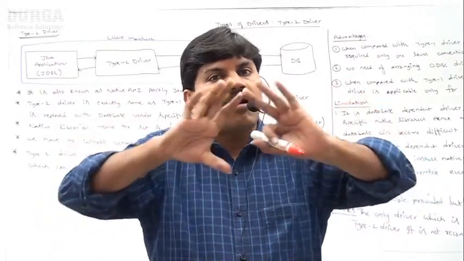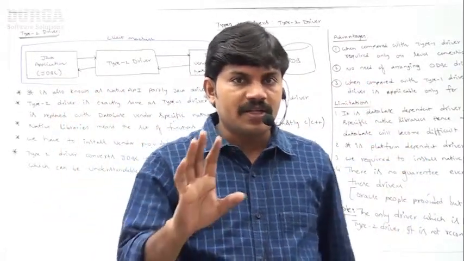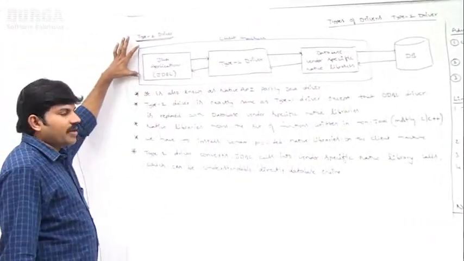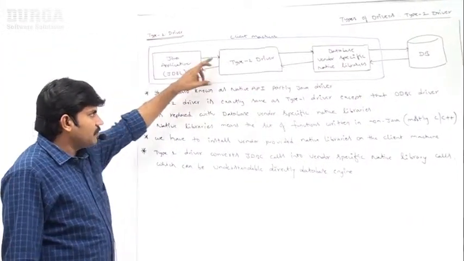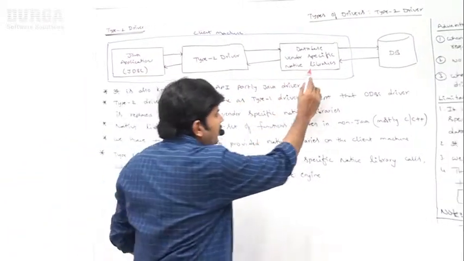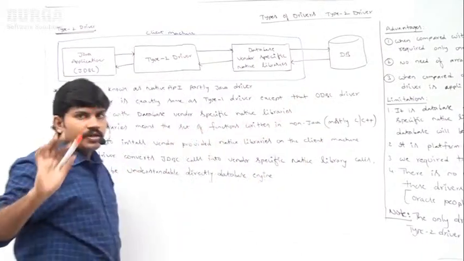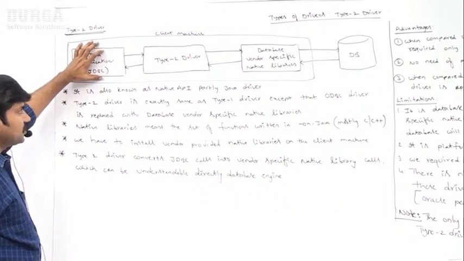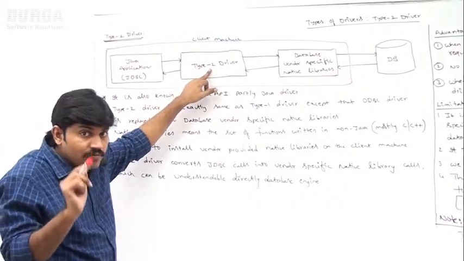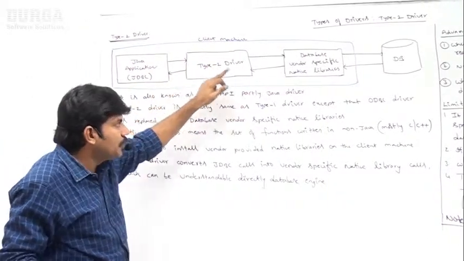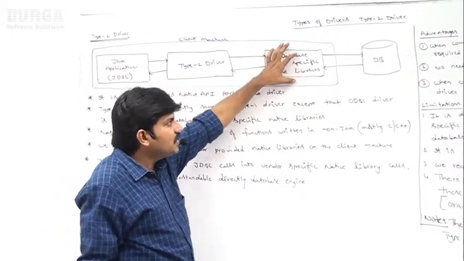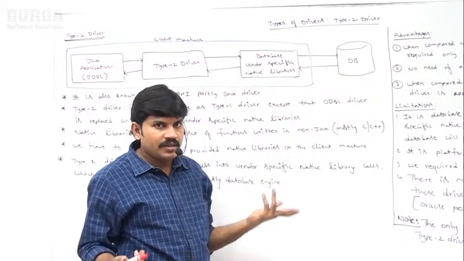Let me summarize all these things so that people will get a bit of clarity. Have a look. This is the architecture of the type 2 driver: Java application, type 2 driver, database vendor-specific native libraries, and then database. Here, the Java application communicates with the type 2 driver. The type 2 driver converts JDBC calls into vendor-specific native library calls. These calls can be understood by the database engine.